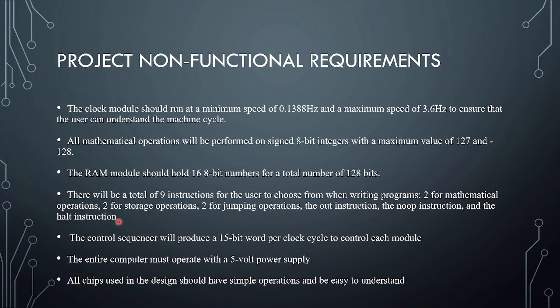The control sequencer will produce a 15-bit word per clock cycle. This is to control every module with micro instructions, which we'll get to in a little bit, and then the entire computer must operate with a 5-volt power supply. This is so the computer can be portable and easily stored, and also you can power it with a USB port, which is good. And then all chips using the design must have simple operations.